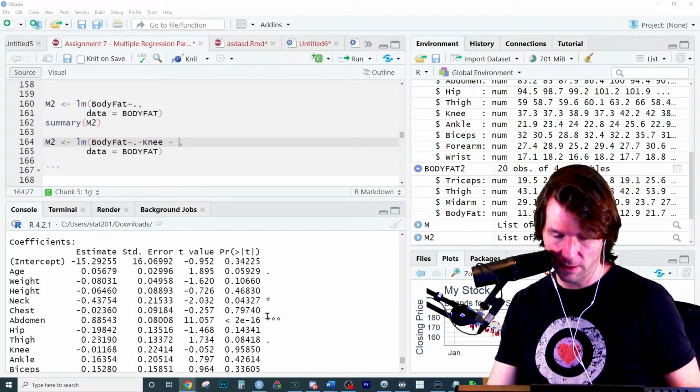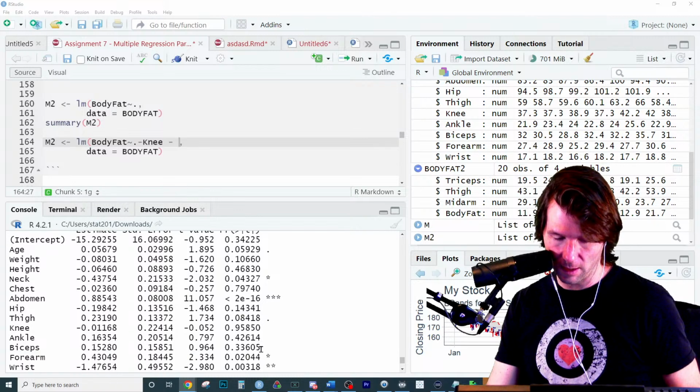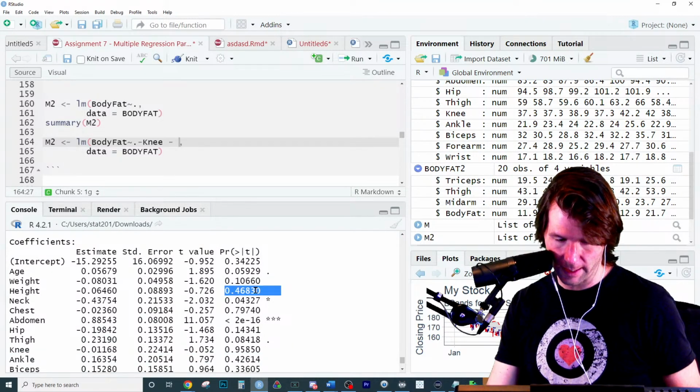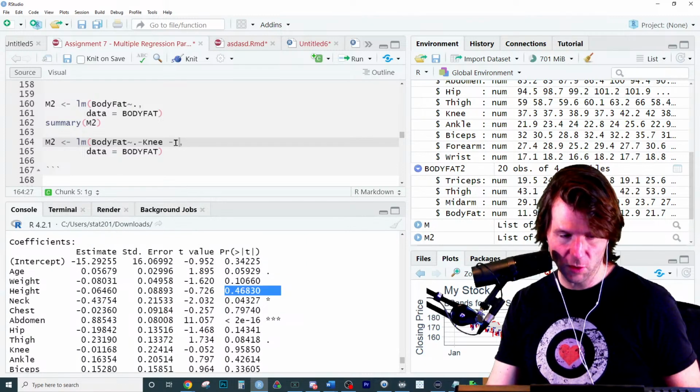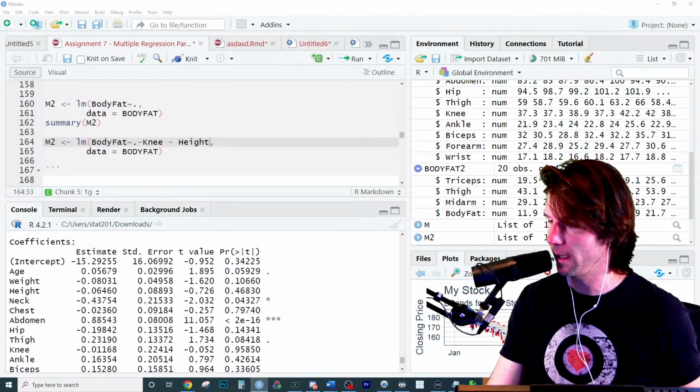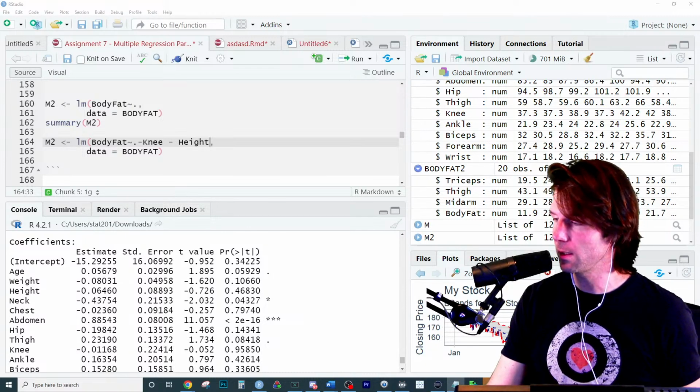So the next least significant was, it could be ankle. It's height. Okay, I think it's height. Okay, let's remove out the 2 least significant variables. And let me mark this here as partial F. We kind of did partial F.